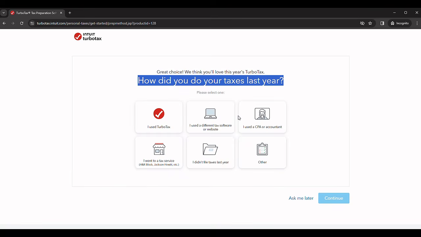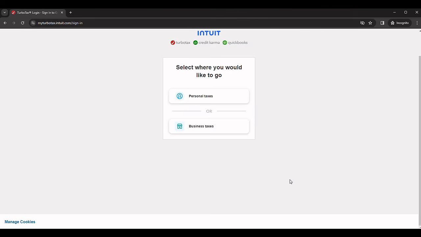So they're asking you how you filed your taxes last year, and they give you options. If you used TurboTax, if you used different software, if you used a CPA or accountants, if you didn't file, other, but let's just say that you went to a tax service. And we'll continue. Okay, now moving along, they're going to ask you, where would you like to go? The option is personal taxes or business taxes. In this example, we're going to go with personal income taxes. So let's click on this one.